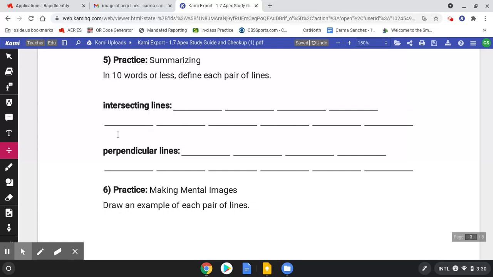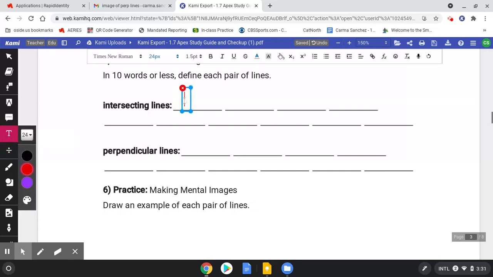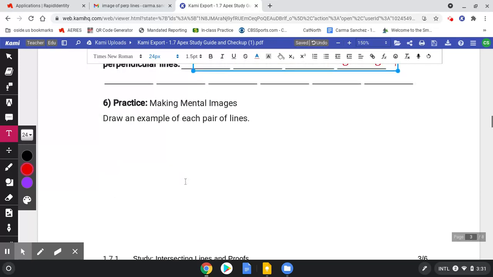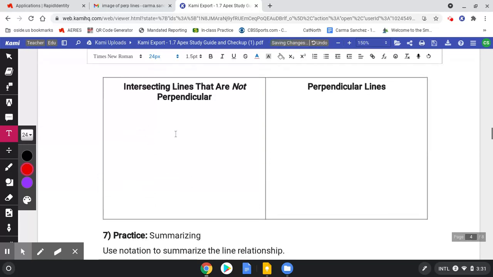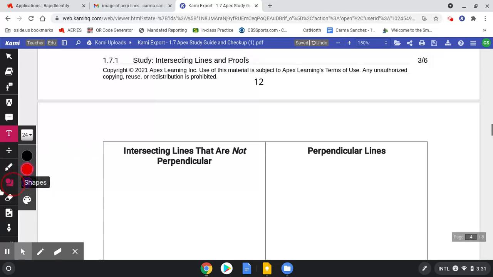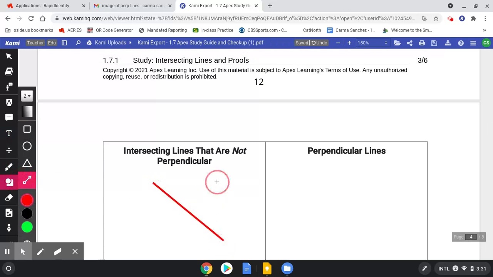Okay, let's talk now about intersecting lines. Intersecting lines are two lines that cross, maybe. Is that what you said? And perpendicular lines are two lines that intersect at right angles. So draw yourself some intersecting lines that are not perpendicular. And then draw yourself some that look perpendicular, that form the right angle.